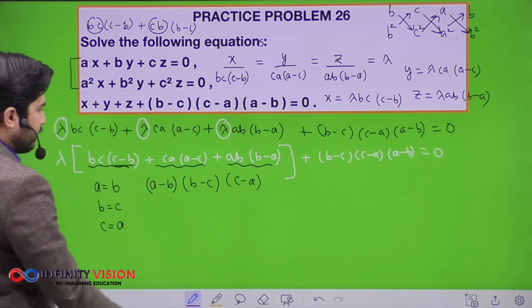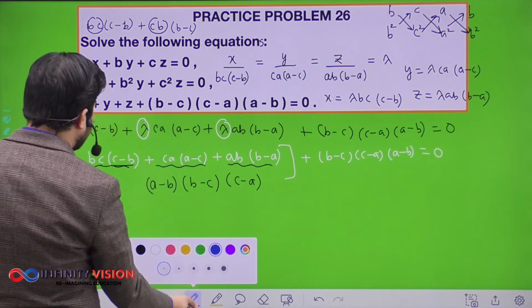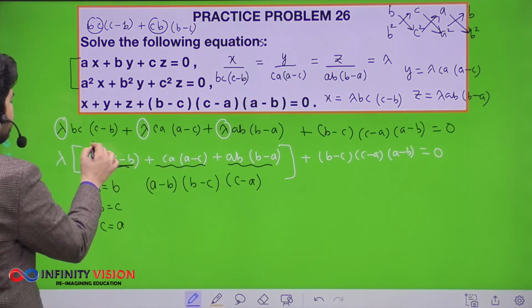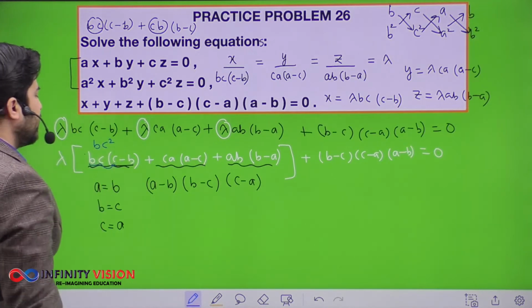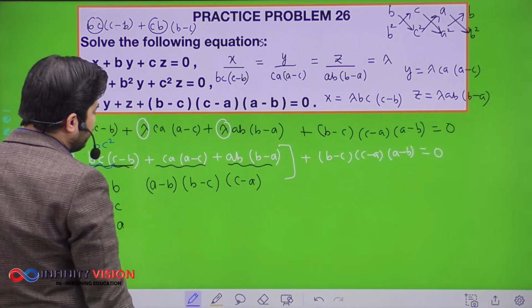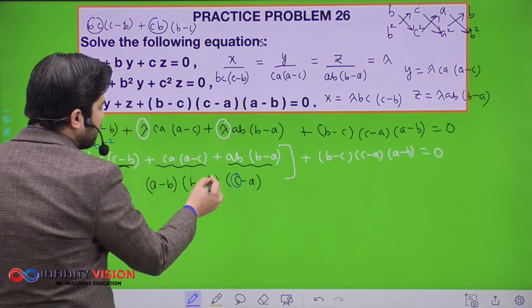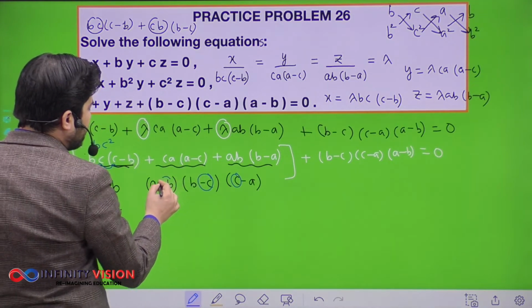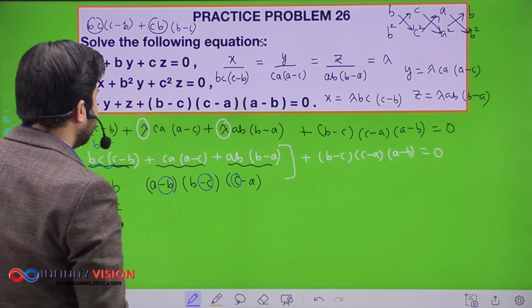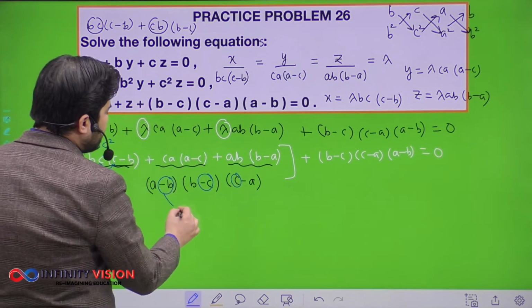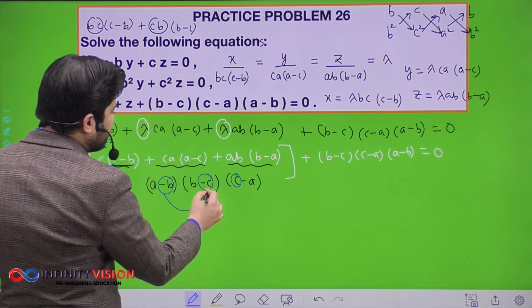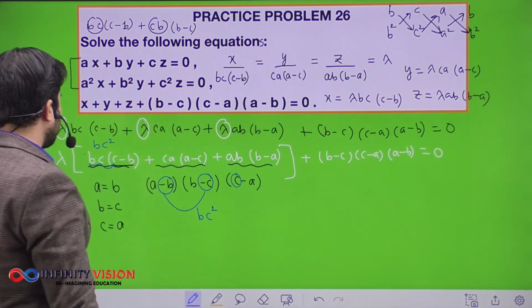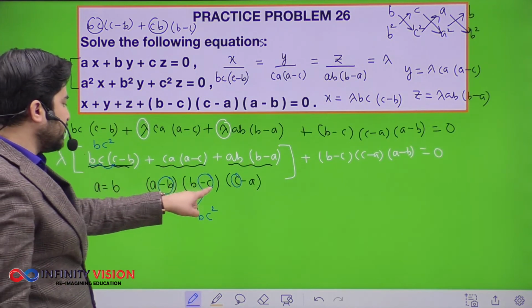For that, what you can do, you can pick any term like we did in the last problem. Let's say we are going to build BC square. So this is how we are going to build BC square. You have only BC square here. Now if I have to build BC square, I can take this minus C, and this minus B. This will help me build my BC square. So if I say minus B into minus C, that is plus BC, then again BC into C, that is going to be BC square. Okay, so we have BC square here also and we have BC square here also.